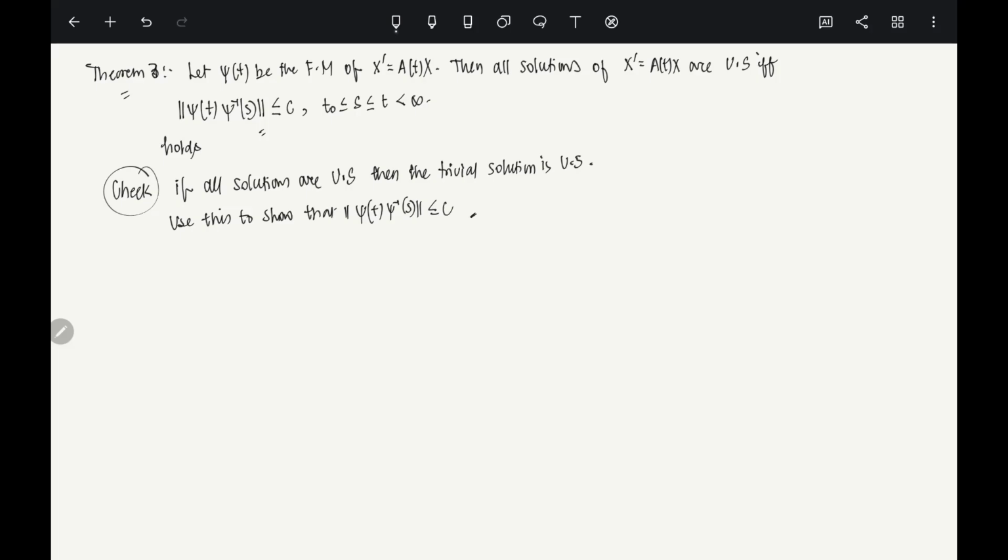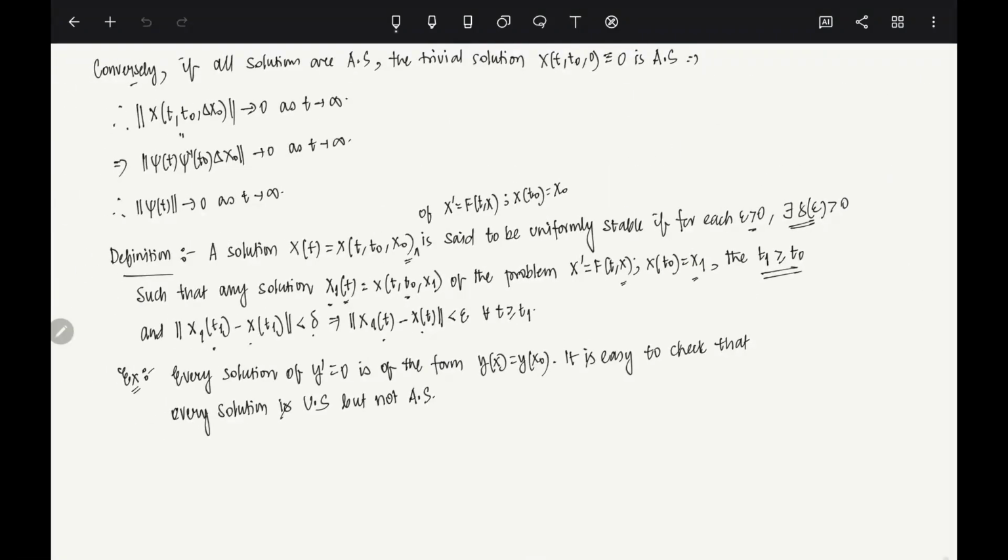I will show you just this part: what happens if this condition holds. Then I will show that they are uniformly stable. So conversely, this part I will do. Conversely, let x of t, given by x of t, t naught, x naught, solve x prime equals A(t) times x. Then for t1 greater than or equal to t naught, and this particular delta condition, we have to show that x1 minus x has to be less than epsilon, right?